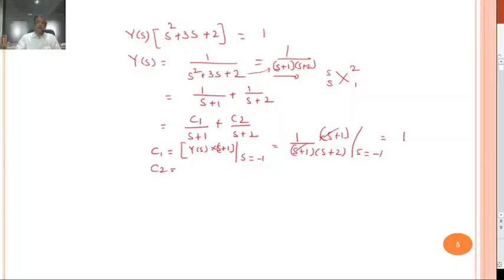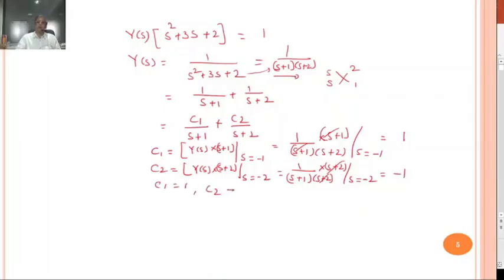Similarly, C2 equals y of s into s plus 2, and substitute s equal to minus 2. Now y of s is 1 upon s plus 1 into s plus 2, multiplied by s plus 2, and substituting s equal to minus 2, this equals minus 1. So C1 is 1 and C2 is minus 1. Now substitute these values in equation 1, which becomes 1 divided by s plus 1 minus 1 divided by s plus 2.